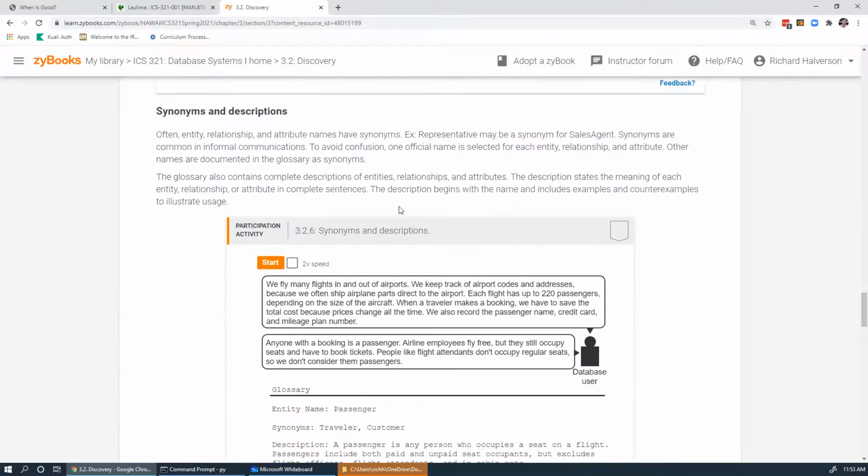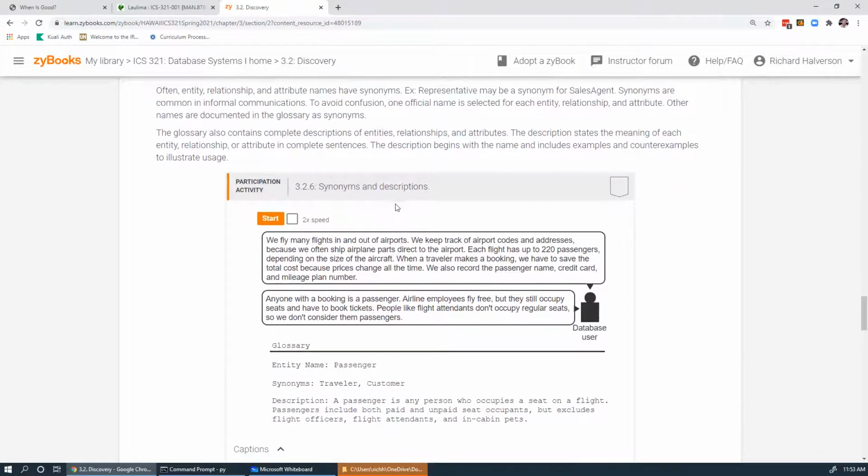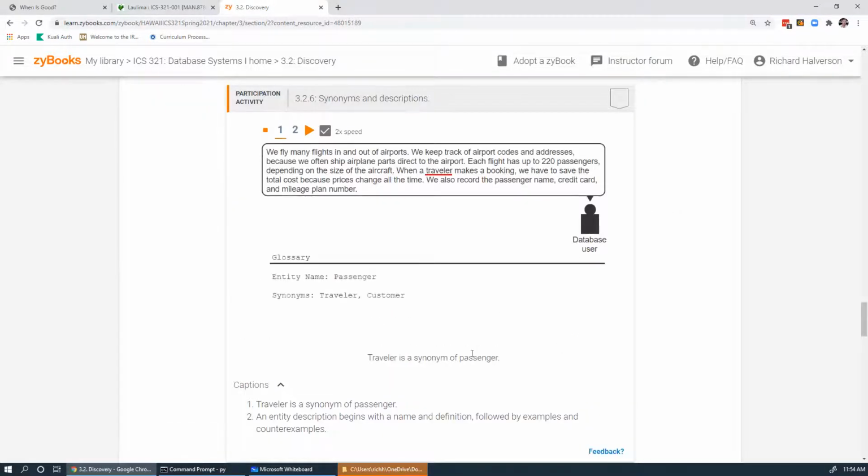That's great. Now, synonyms and descriptions. A glossary contains complete descriptions of entities, relationships, and attributes. Okay, so we're talking about pretty big systems here. In MySQL, there's a comment field for variables and so on. I guess that probably would suffice for me. So let's see what this one looks like. Here we have synonyms and descriptions. Traveler is a synonym of passenger.